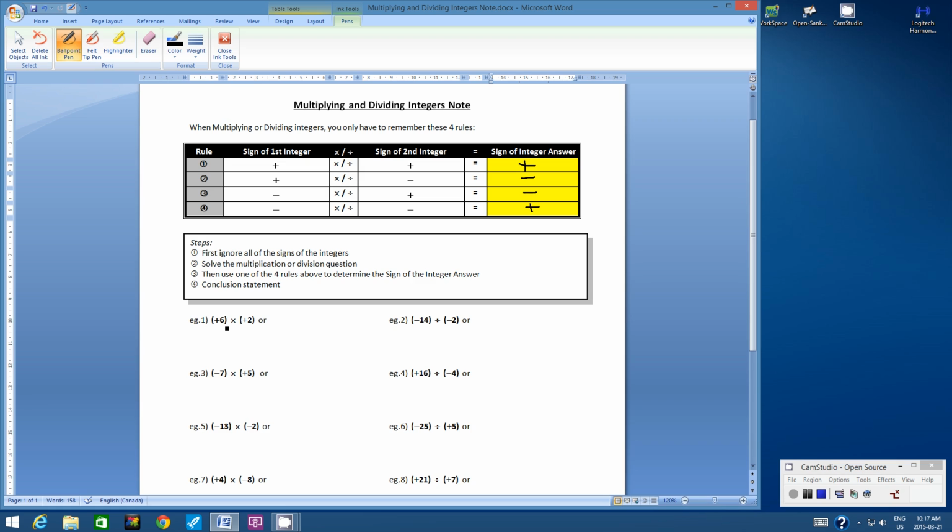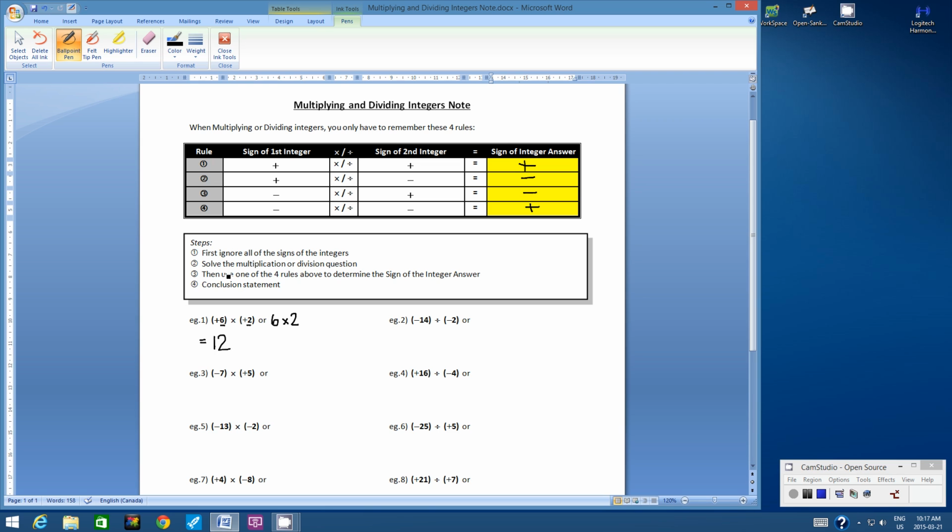Example 1, we have positive 6 times positive 2. Or if we were to write that in standard form, I would like you to beat me to it here. So we have 6 times 2. Now, when we write it like this in standard form, the answer is so obvious. But let's use our steps here. So first, let's ignore all of the signs of the integers. So we're left with 6 times 2, which is an answer of 12.